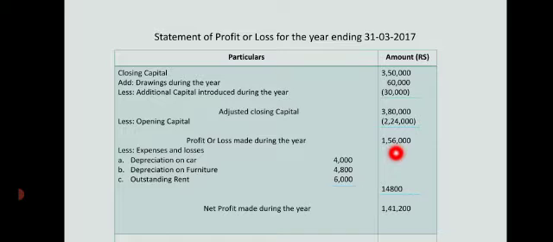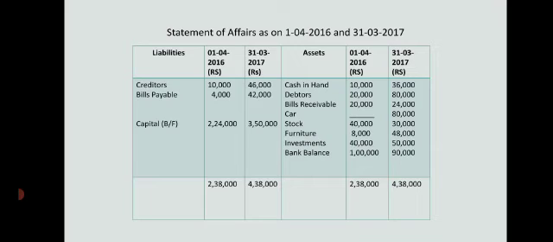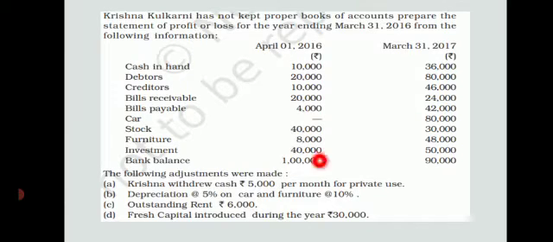Before making certain adjustments, whatever profit we have got, that profit is 1,56,000. So from this we are supposed to deduct certain expenses and losses. So come to the problem. Adjustment number 2, depreciation at the rate of 5% on car and furniture at the rate of 10%. So depreciate car at 5% and furniture at 10%.